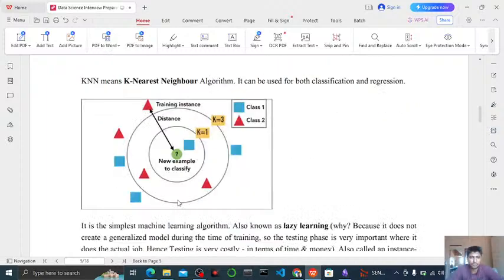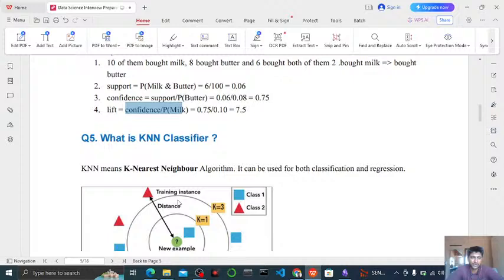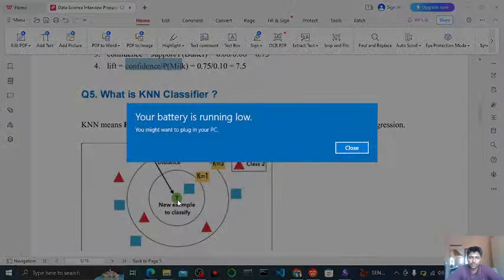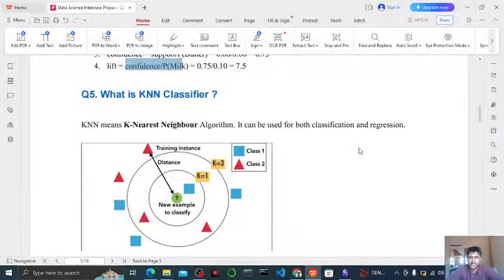So they can ask about the KNN classifier, folks. Okay, this is a general question they may ask. KNN means K nearest neighbor algorithm. It can be used for both classification and regression.